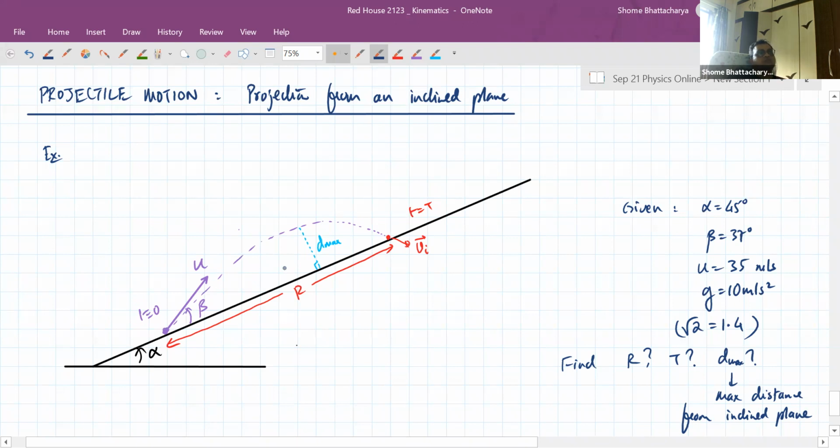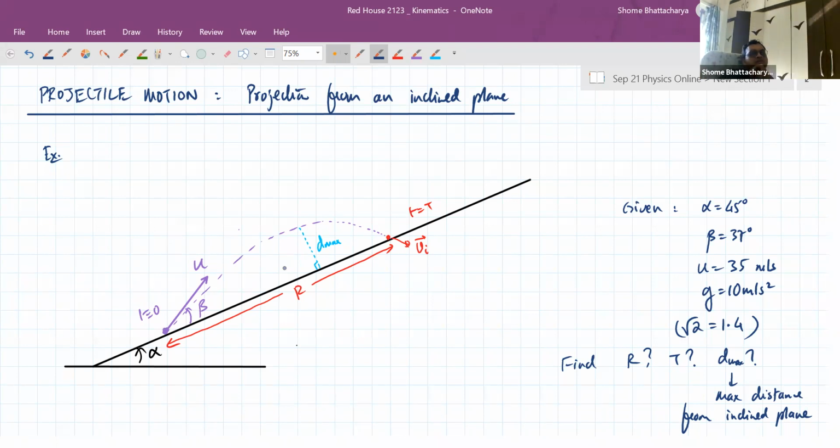Okay, so just make a note of the situation, then we'll discuss this. Here we will slightly change our approach, because we are calculating the range and the distance with respect to the inclined plane. So how we'll change the approach is that we will take our x-axis along the inclined plane and our y-axis perpendicular to the inclined plane. So that's how we will change the approach a little bit.